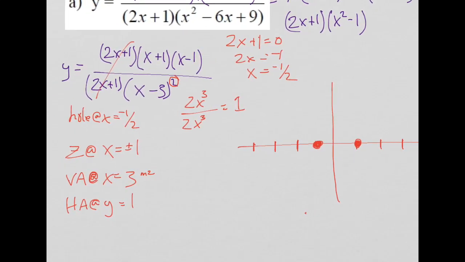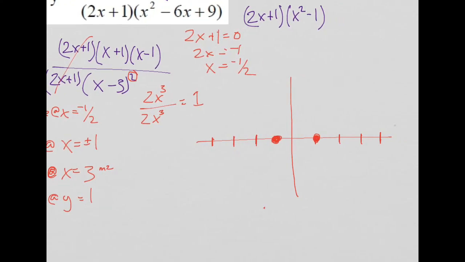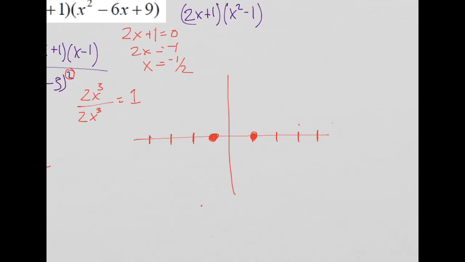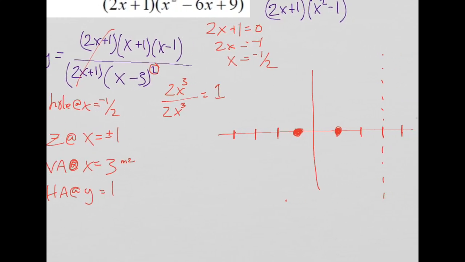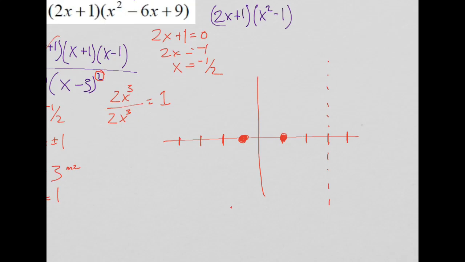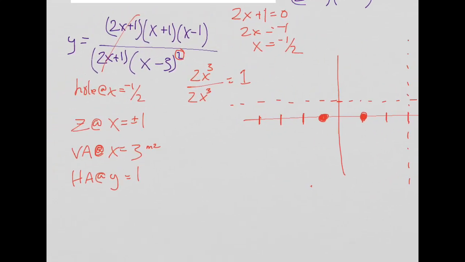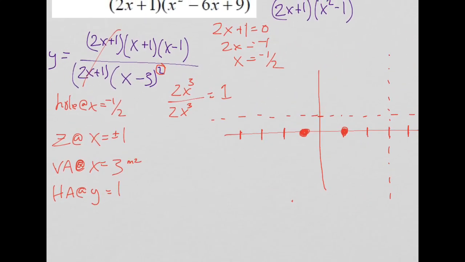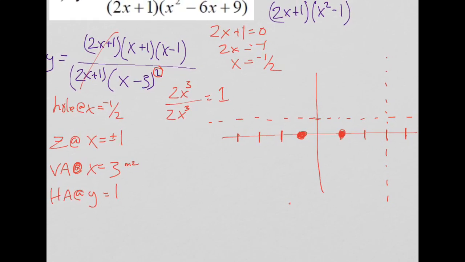I know I'm going to have a vertical asymptote at x equals 3. So I'm going to dash that in. And I know I'm going to have a horizontal asymptote at y equals 1. So I'm going to mark that in as well. And let's see, is there anything else? Oh, I have a hole when x is equal to negative 1/2. So I'm going to set a little reminder for myself. Looks like right there. How about? And we'll see what happens.